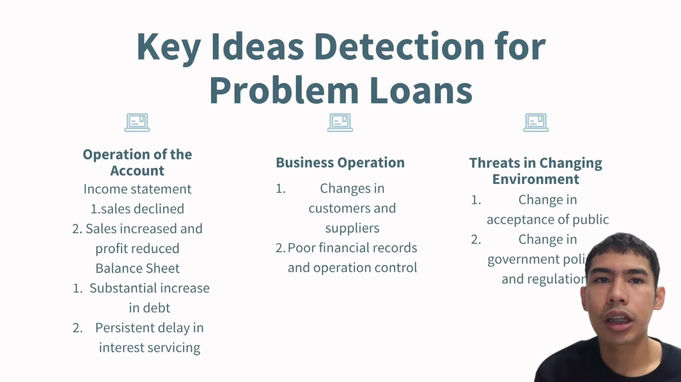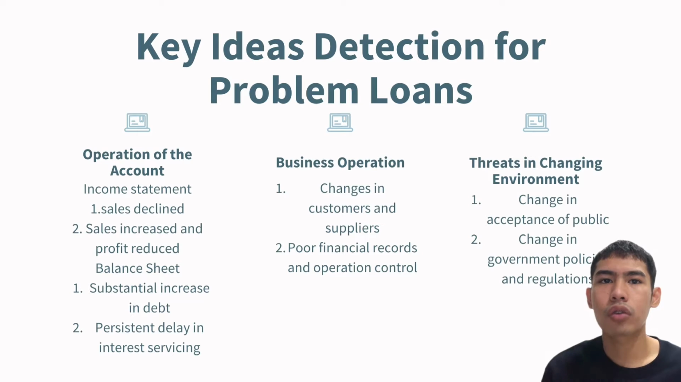Lastly is threats in changing environment. Change in acceptance of the public. In this country, most people will feel threatened by changes due to the identity of the franchise being manipulated into a new trend and image that can cause people's perception to be influenced, as the new image may not provide the same services as the previous franchise.